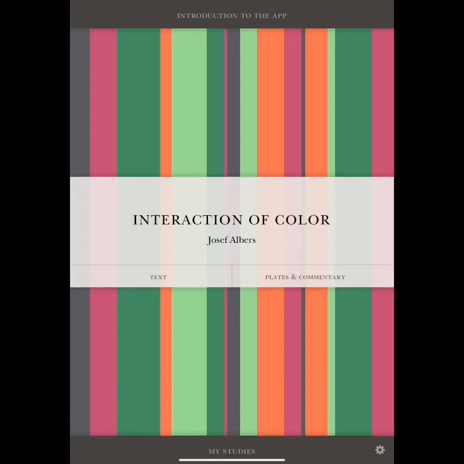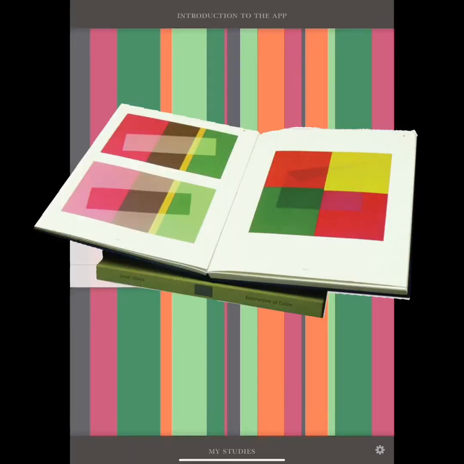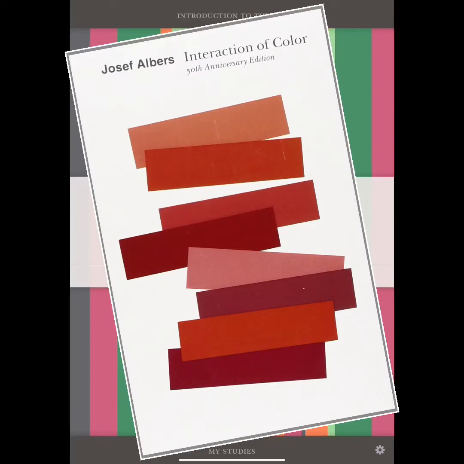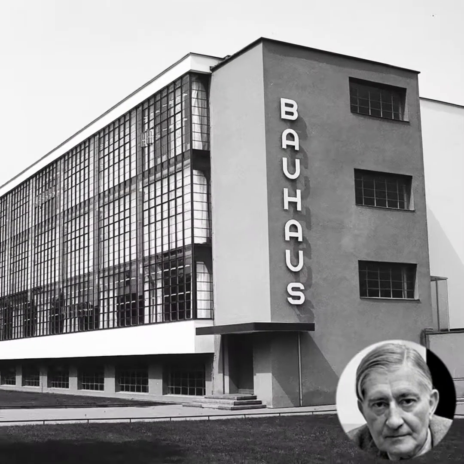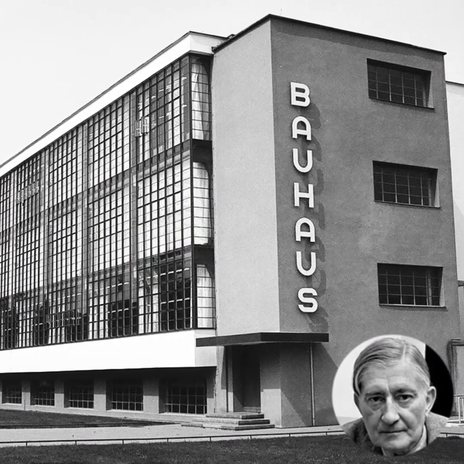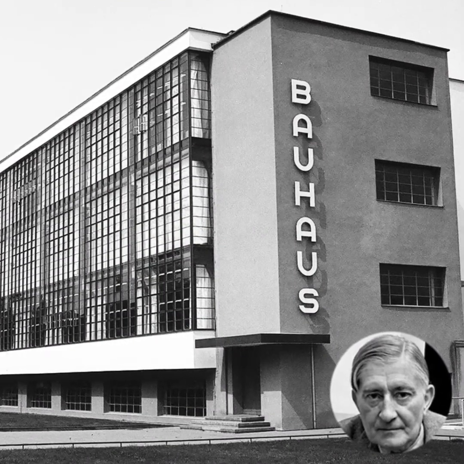Interaction of Color by Josef Albers was first published in 1963. It is a book about studying and teaching color in an experiential way. Josef Albers fled Nazi Germany. He was teaching at the Bauhaus School there, which centered on merging art and craft together.